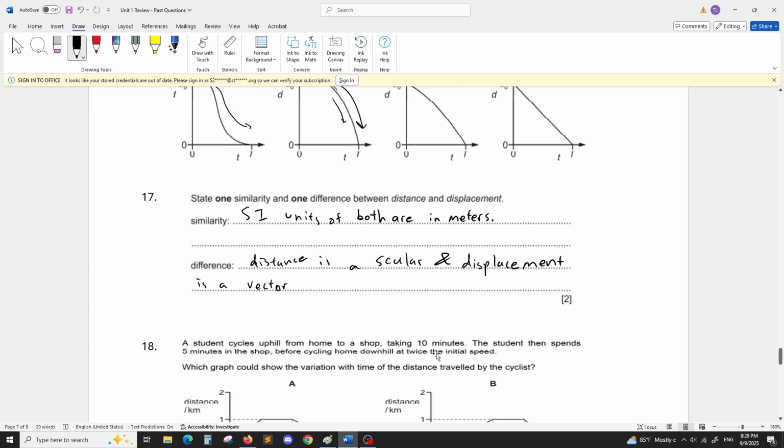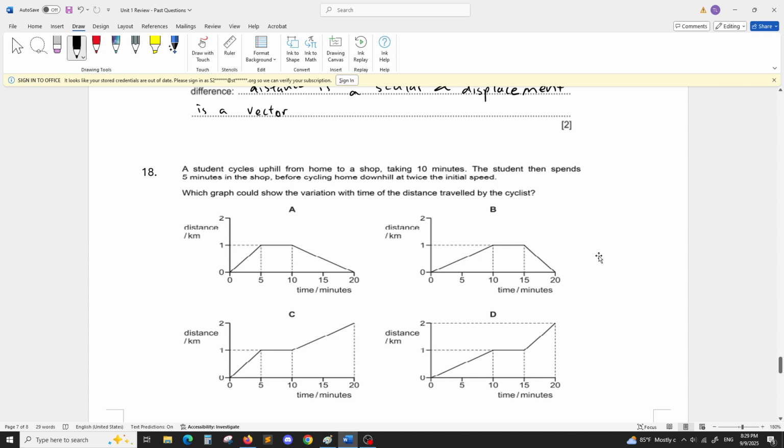It's kind of a somewhat dull moment, right? But generally, AICE doesn't really care about how easy it is. You just need to say it to them. They want that obvious, and this is how you say it. SI units of both distance and displacement are in meters.